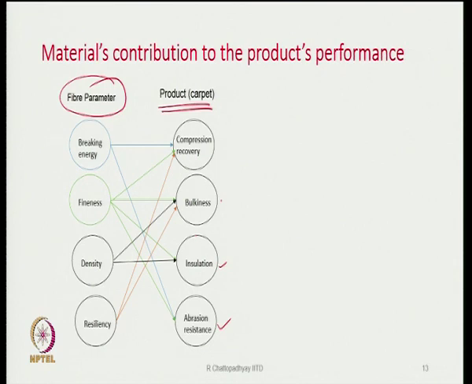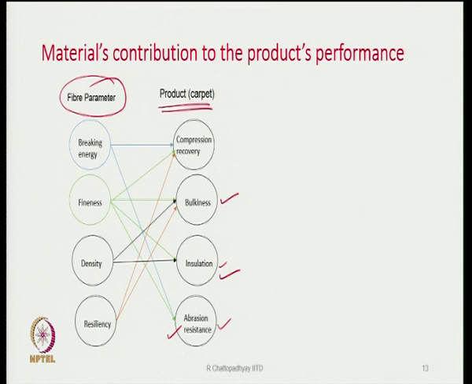Now, these properties of the product are related to what properties of the fiber? We are giving you a diagram here, and you see the basic properties of the fiber are connected to the product properties by arrows just to show that they are the relevant fiber properties. Like breaking energy of a fiber is important for compression recovery and also for abrasion resistance. Fineness of the fiber is important for compression recovery, for bulkiness, for insulation, for abrasion resistance.